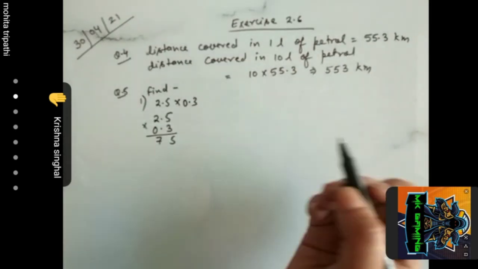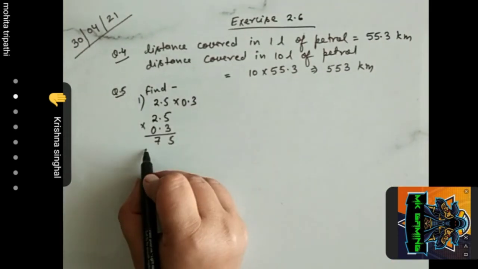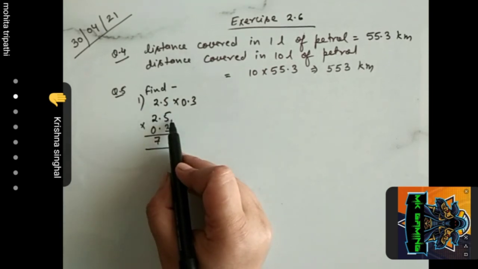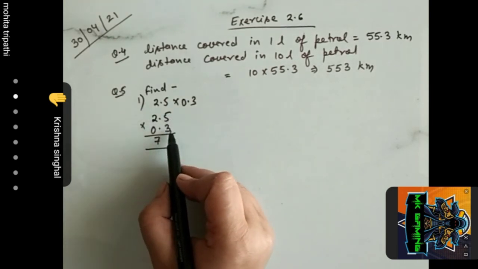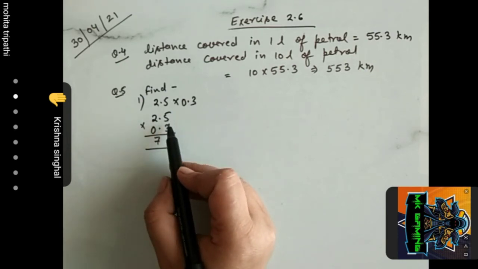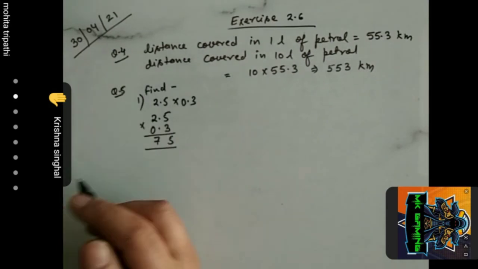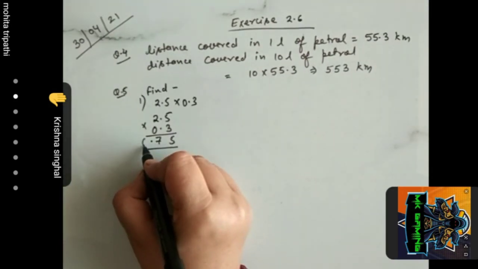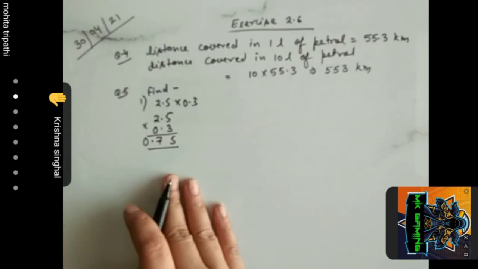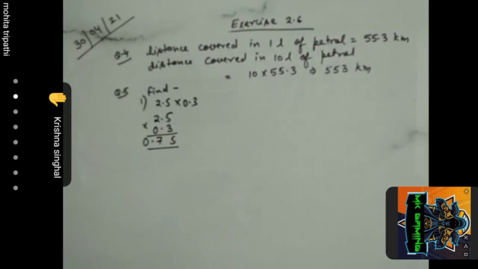Now see, where will you put the decimal? Just see, after the decimal, one digit is there. After the decimal, one digit is there. So, the number of digits after the decimal is 2. So, from the right hand side, you will put the decimal after 2 digits. So, your answer will be 0.75.